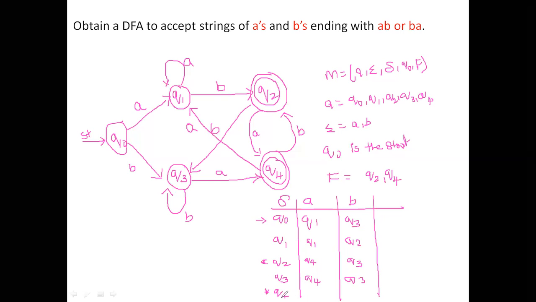Then later Q4 on receiving A, it will be going for Q1, and Q4 on receiving B, it will be going for Q2 exactly. Okay, so this is the complete representation of a DFA which is able to accept the string ending with AB or BA. Okay, so same kind of questions you are going to get in your exam.